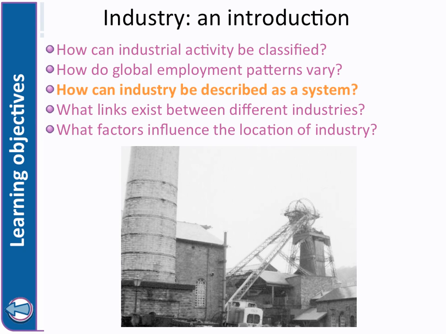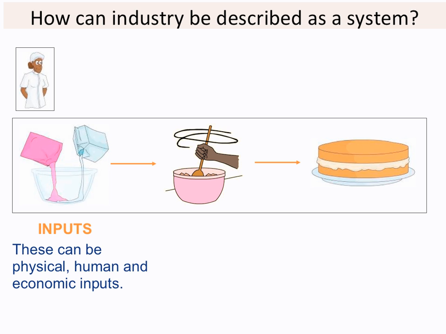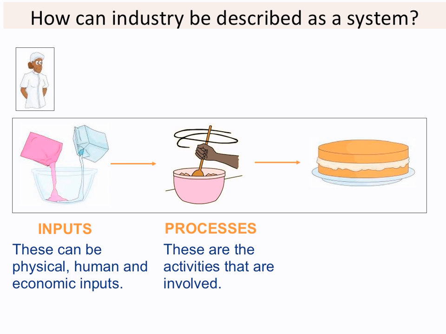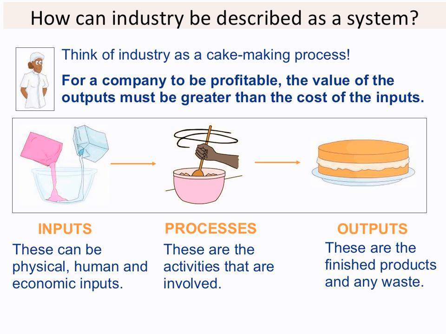Industry could be described as a system too. You do have inputs. These can be physical, human or economic. Processes, the things that go on in the factories in most cases, and the output is what comes out the other end. So think of industry as a cake making process. For a company to be profitable, the value of the outputs must be greater than the cost of the inputs.